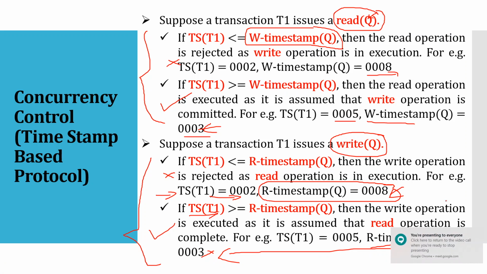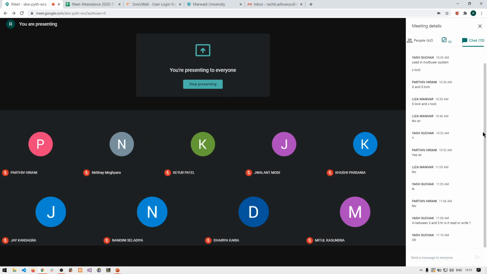Okay, so the concurrency control here ends, and the next topic is deadlock. Can anyone recall the definition of deadlock that we have already studied in previous lectures? What do you mean by deadlock? Can anyone give me a definition or some concept of deadlock? Can anyone tell me what is deadlock?